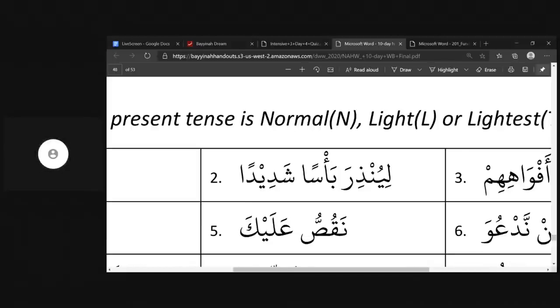Light has a different effect on a fi'l than lightest does, right? Which of the two, light or lightest, makes a fi'l end in a? If we're looking at yansuru as the example, if we make it light, it becomes yansura. If we make it lightest, it becomes yansur. So does the ending here look like yansura, or does it look like yansur? It looks like yansura. So that's how we know this is li of light and not li of lightest.